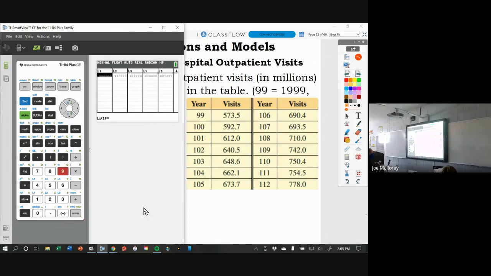Okay, enter your data. Wait. By the way, yes, you do put the year into stat.